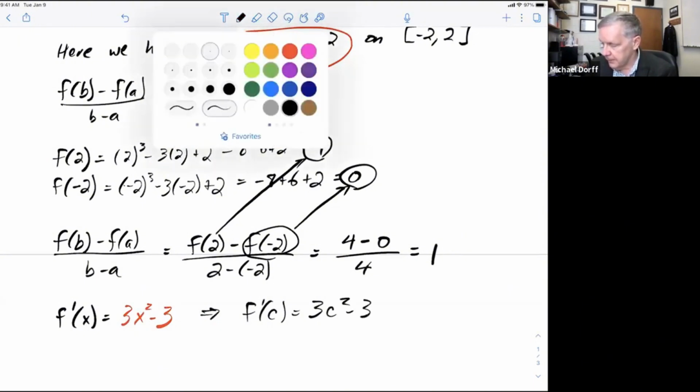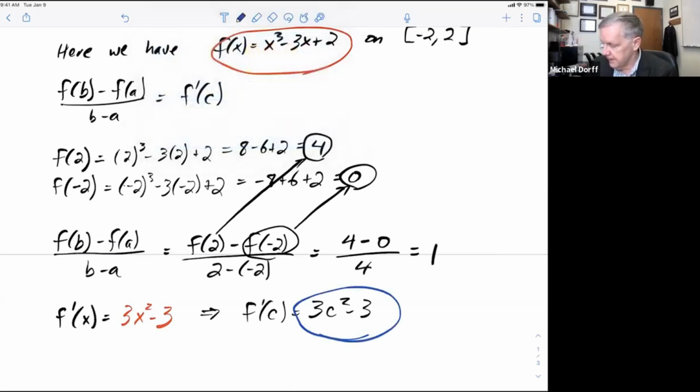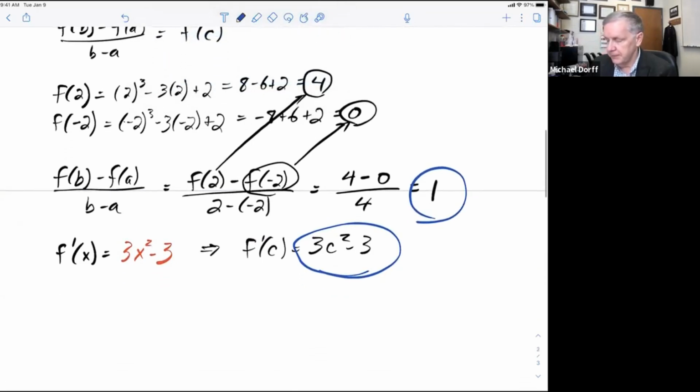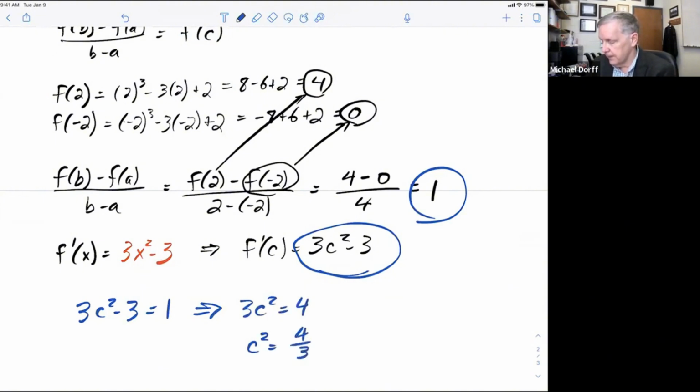And the mean value theorem says that this and this are equal to each other, and we just need to solve for c. So I'm going to have 3c squared minus 3 equals 1. All right, I'll add 3 to both sides, and I get 3c squared equals 4. Divide by 3, and I get c squared equals 4/3.